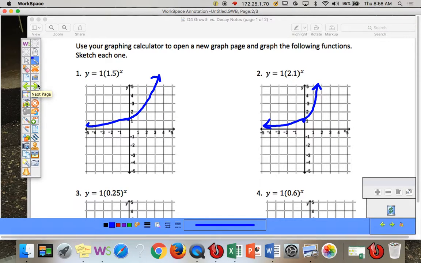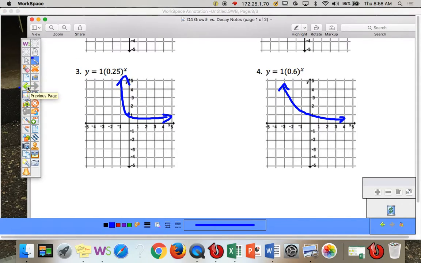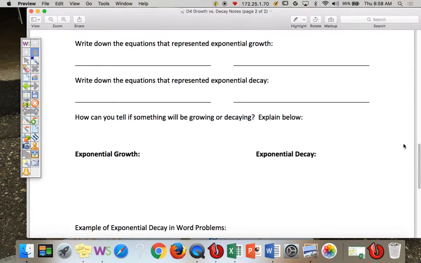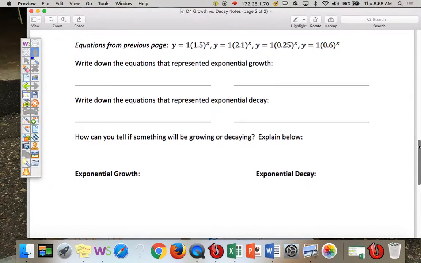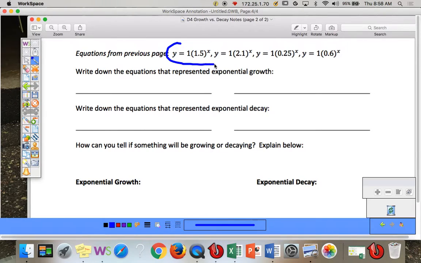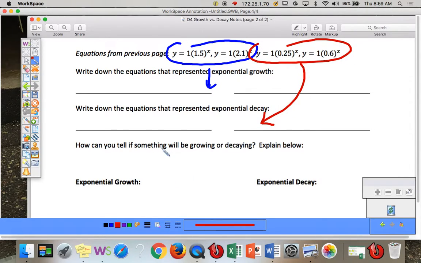Okay, so take a look at the graphs. Notice any similarities or differences and why they might look the way that they look. So it says right here, equations from the previous page. Write down the equations that represented exponential growth. Well, the two that were growth were the first two, and the two that were decay were the second two. How can you tell if something will be growing or decaying? Well, the only difference was what was in the parentheses.